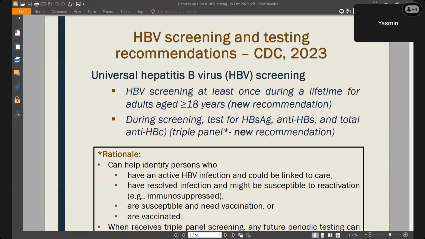All right. Now, as of March this year, in relation to what has been happening, especially for the past 5 years or so, CDC have basically updated by saying that Hep B screening is now to be done once during a lifetime for those aged 18 and above. That's new. But what's important is the second one: the screening test will now include HBsAg, anti-HBs, and total core antibody. In other words, what we call a triple panel.